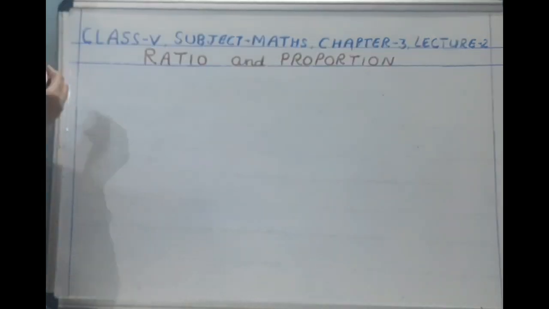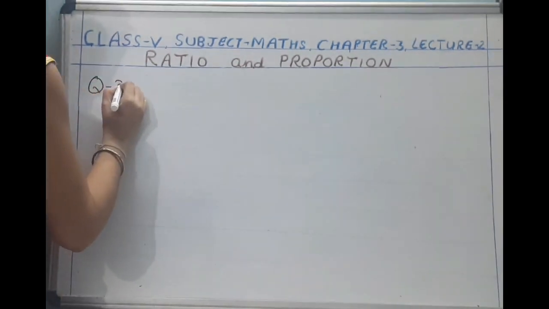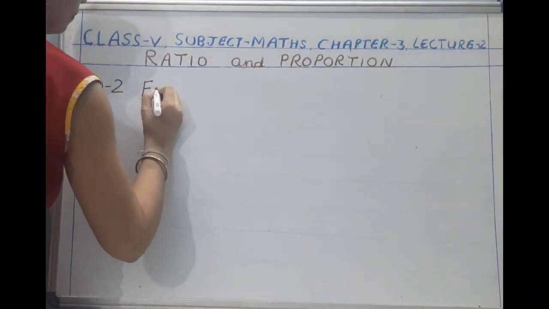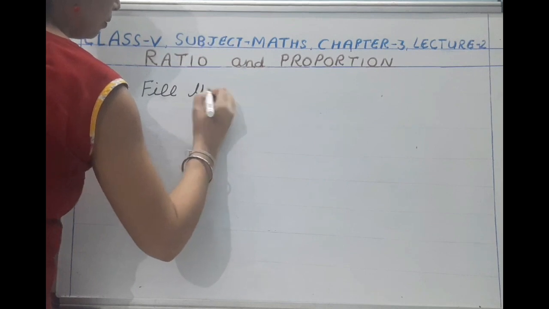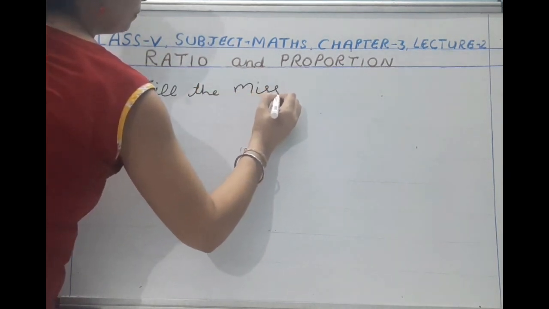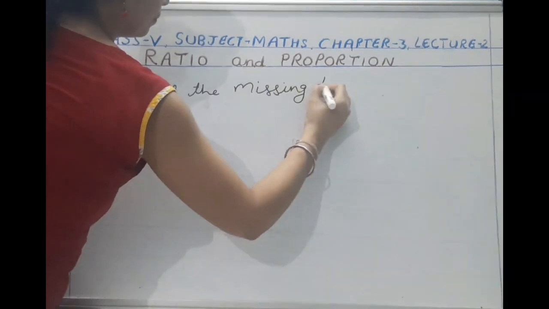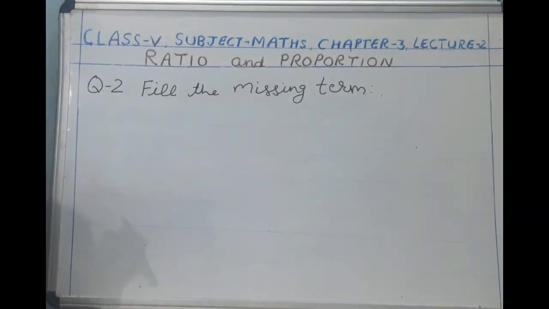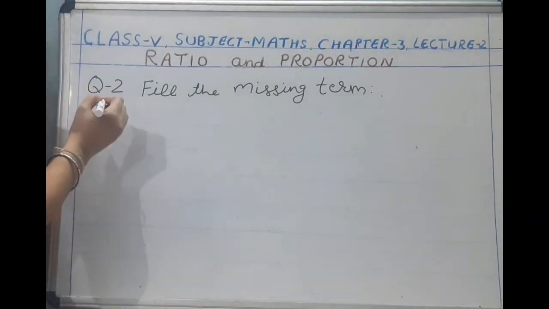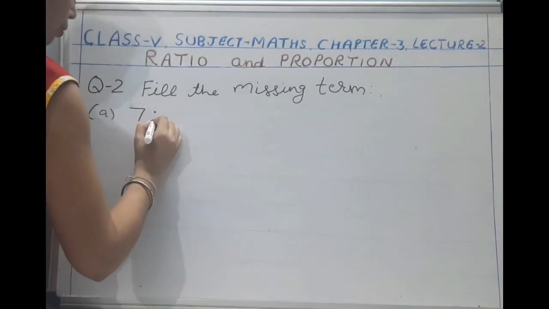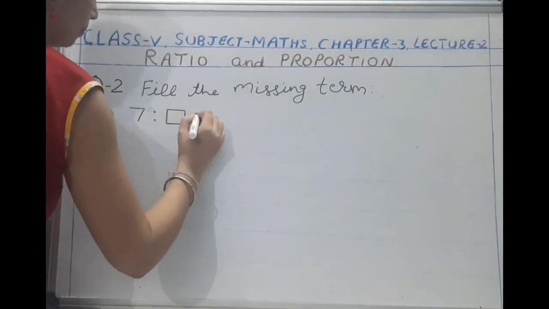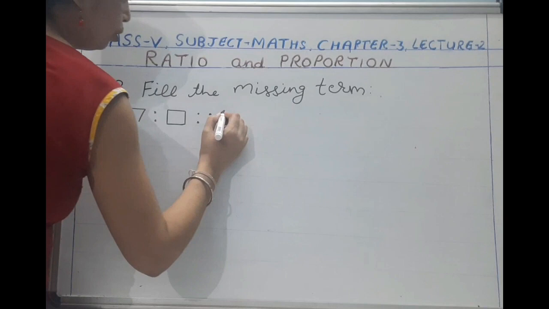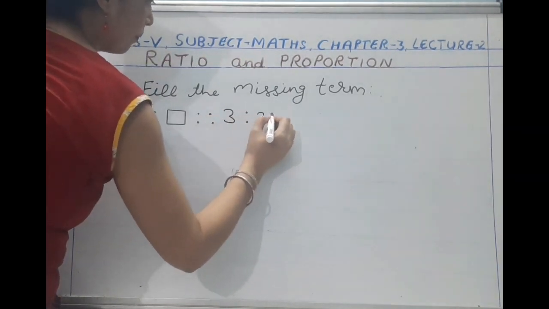Now next is our question number 2. Fill-ups. Fill the missing term. We have to find out the term which is missing. A part is there. 7:1 box is made here. Proportion 3:21.